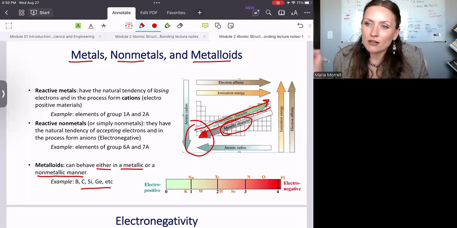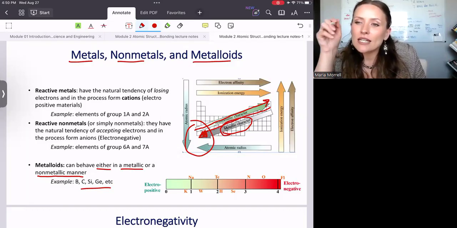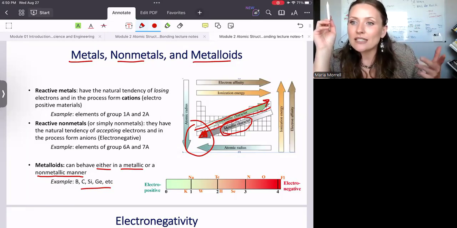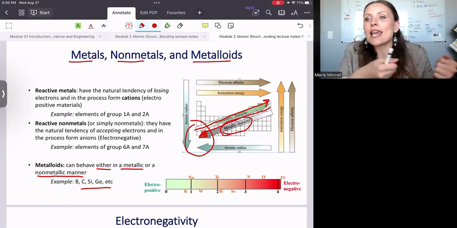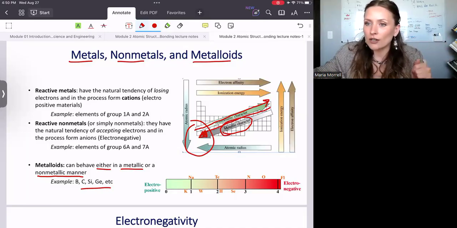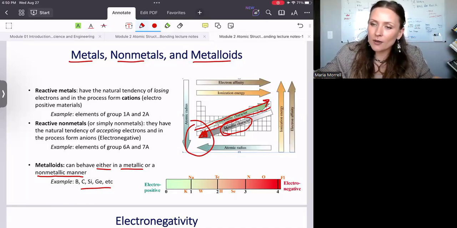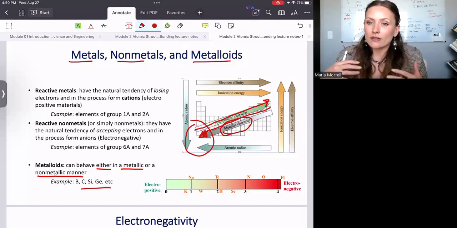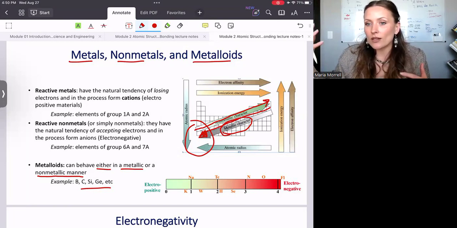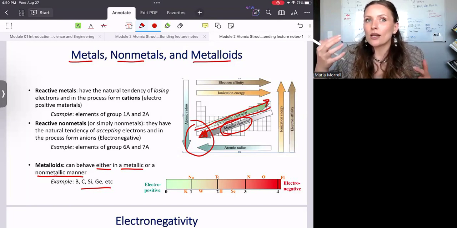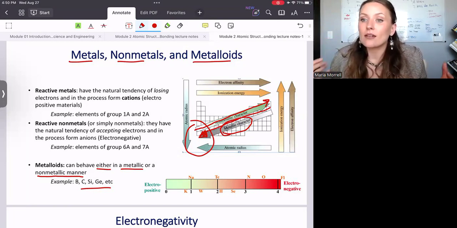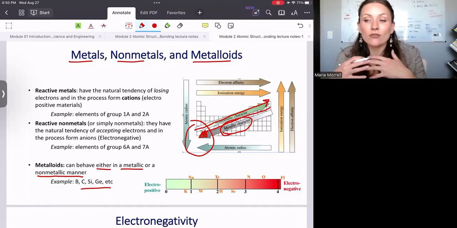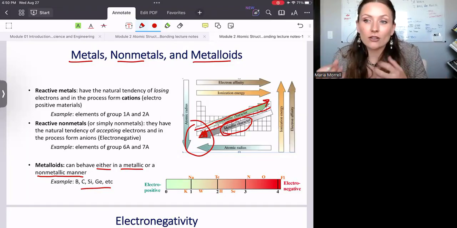Now, the non-metals, those are the greedy guys, right? Their ionization energy is very high. And this is why their electron affinity is high, because they tend to take, right? It's kind of like a tug of war. Metallic elements tend to give away and donate. And then the non-metals are the ones that tend to take, right? Because it requires a lot of energy to take electrons from them.